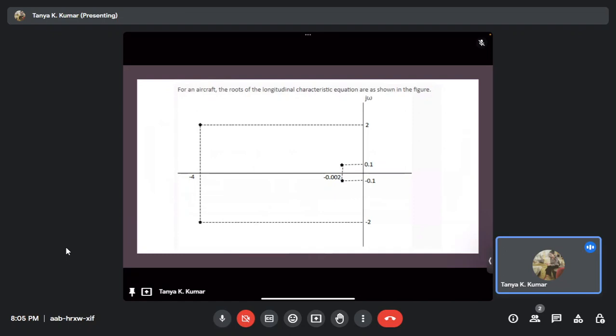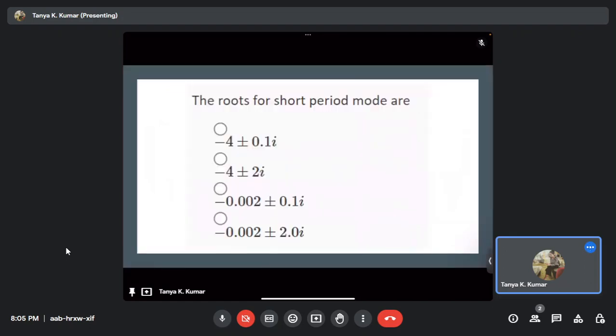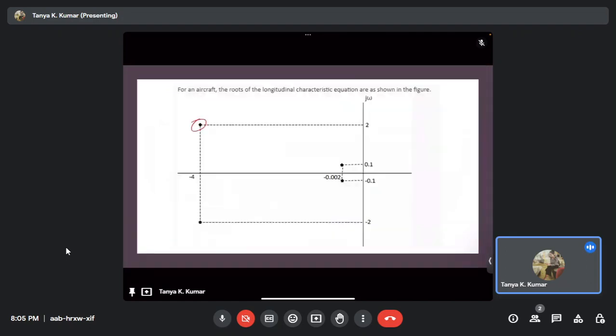Okay, now let's look at the questions. The roots for short period mode are, which are the roots? So you have two roots here, you have two roots here. Okay, so are the ones circled ones? Okay, let's erase that.